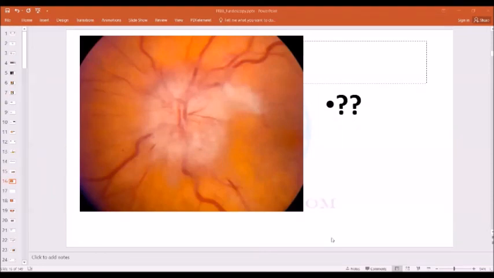Can anybody comment? What could it be? Anybody, you can write or you can talk also. We are not a huge number really. Anybody want to say? Even Dr. Uddin can comment. This is a fundoscopic picture.